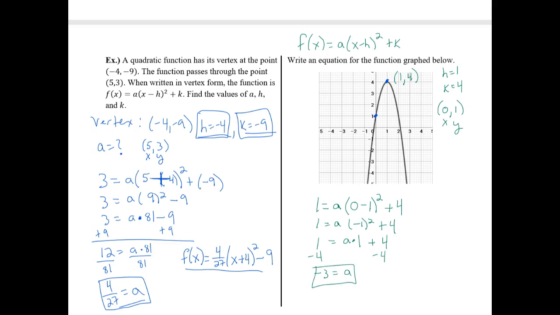So there's our a. So we plug in h, k, and a into our function notation. So f of x will equal, a was -3, which is good because it looks narrower and it's going downward. So our a needed to be negative, times x minus our h, which is 1, squared, plus our k, which is 4. And there's the equation of our parabola. So all you need to create an equation is the vertex and any point on that parabola, and you can come up with the equation for that function.